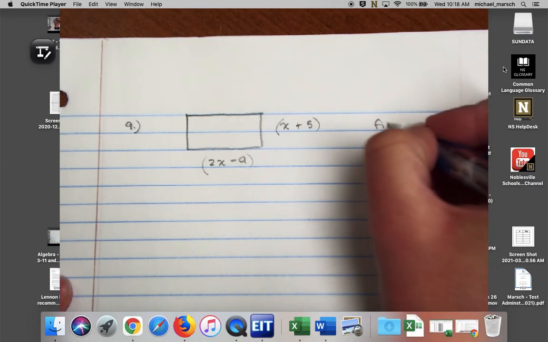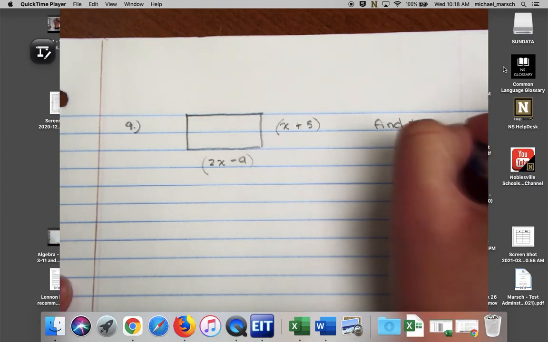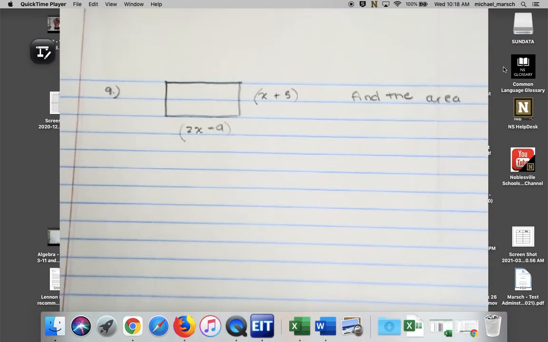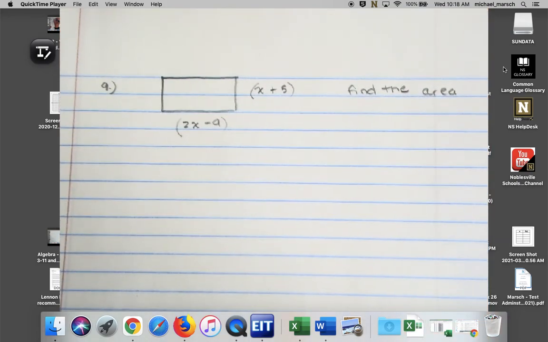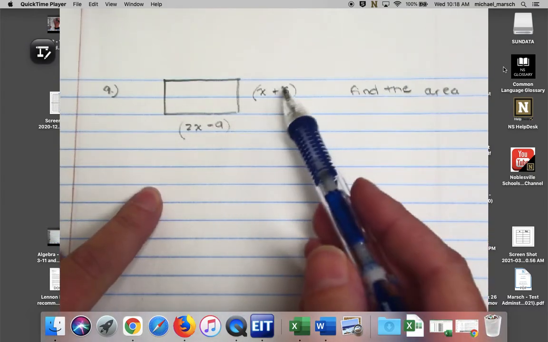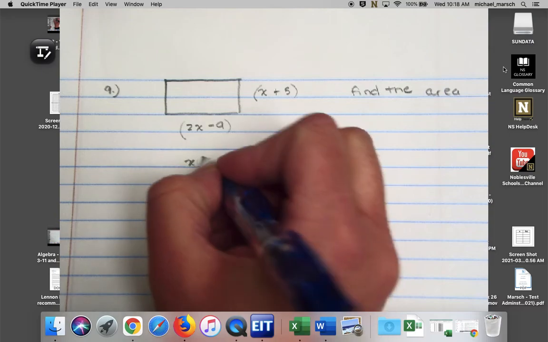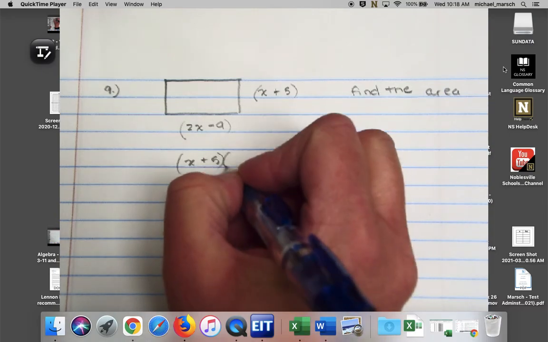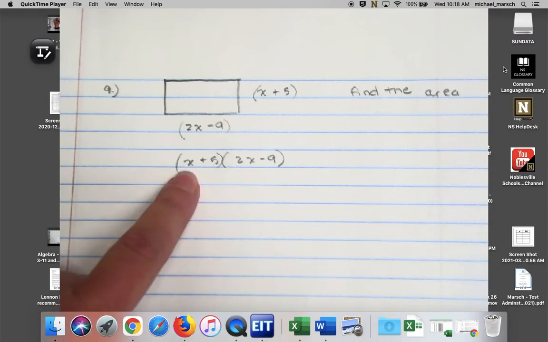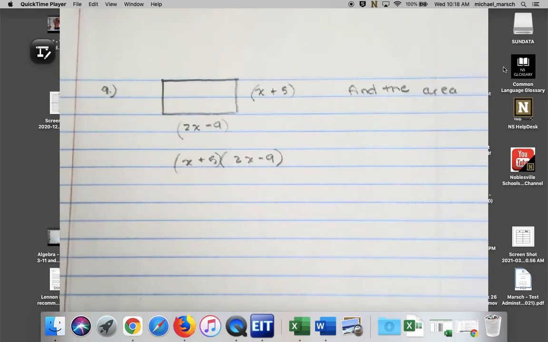And I want to find the area. How am I going to do that? Well, we know that the area of a rectangle is length times width, right? So we're just going to multiply x plus 5 times 2x minus 9. I have a binomial and a binomial, so I can use FOIL, right?